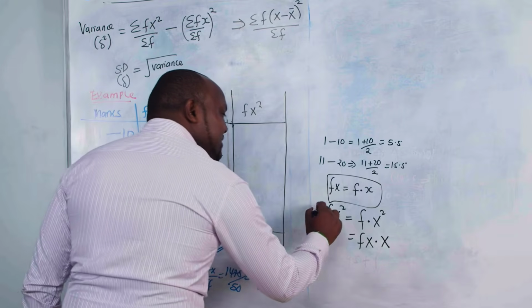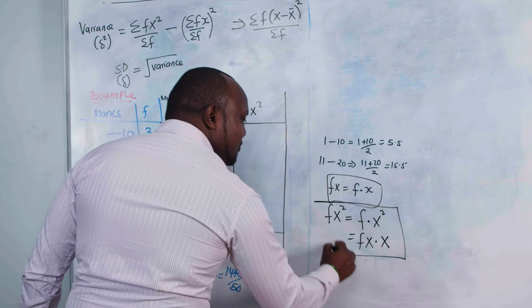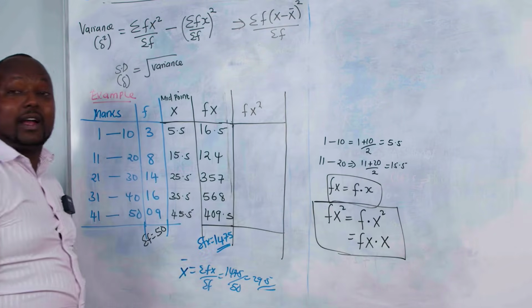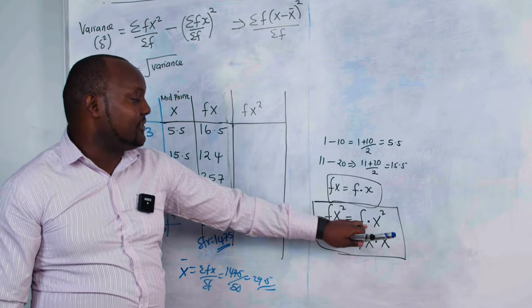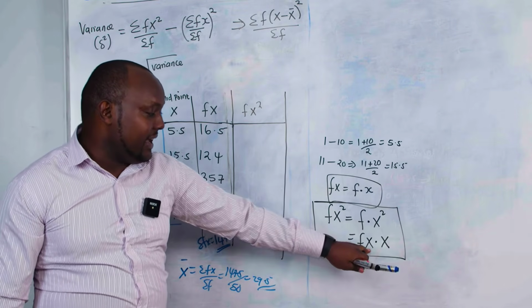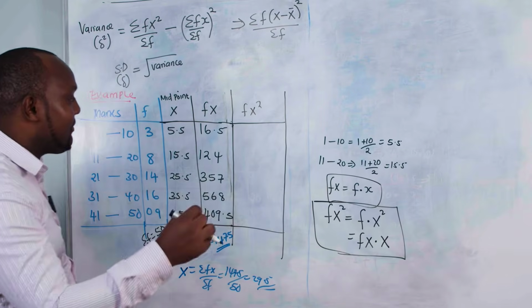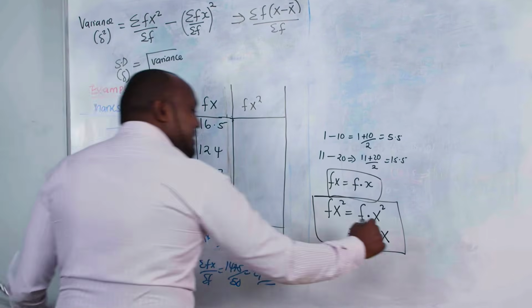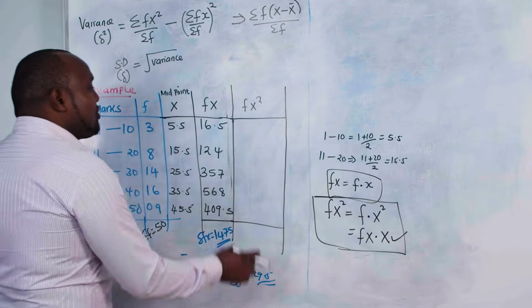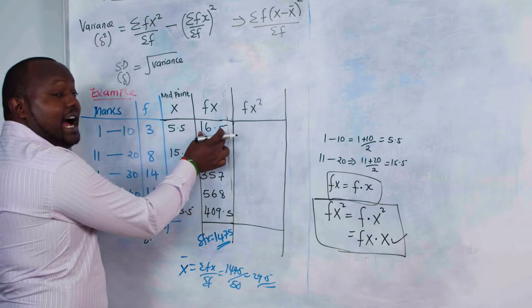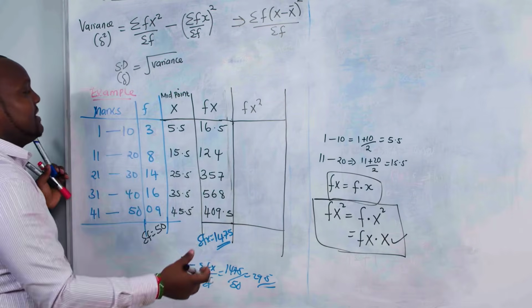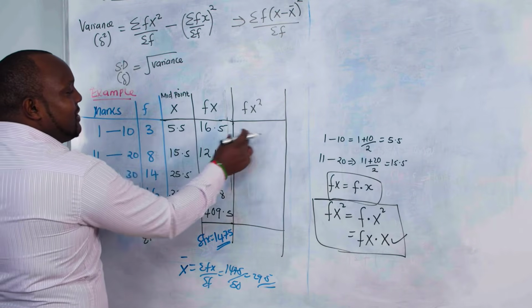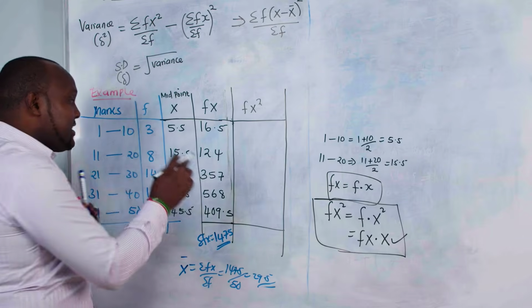I like clarifying this one because I always see students confusing how we get f of x squared. It is only x that is squared, so it is f times x squared, or you can have fx times x, so that you can have fx squared. Personally, I prefer that one because already I have an x column and an f of x column, so I don't need to square x. So I just take this one times this one to get f of x squared.